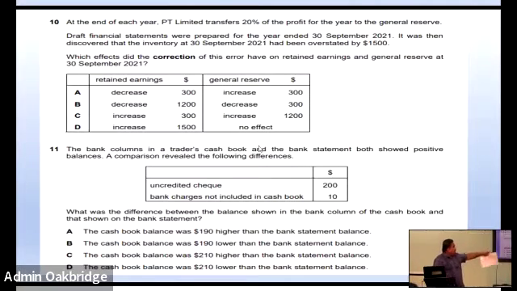Guys, it's bigger here, right? Inventory overstated by 1,500. Which effects did the correction of this error have on retained earnings and general reserve at 30th September 2021? Now, how do you do this? How do we do this? Anyone?